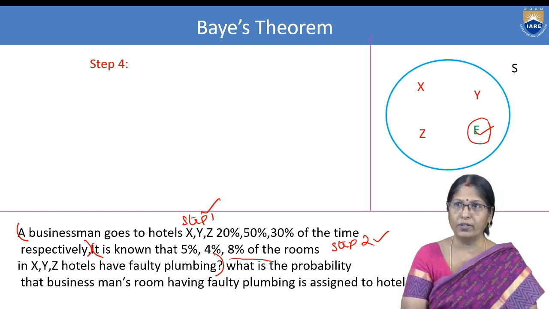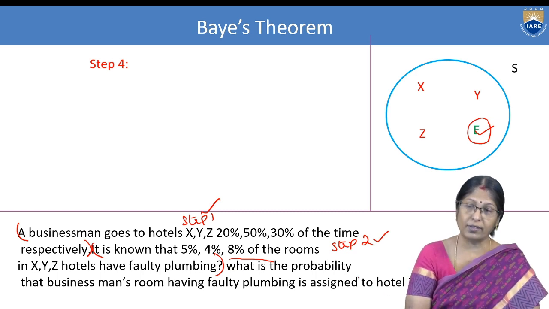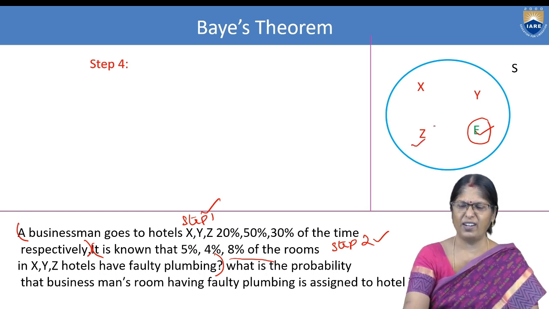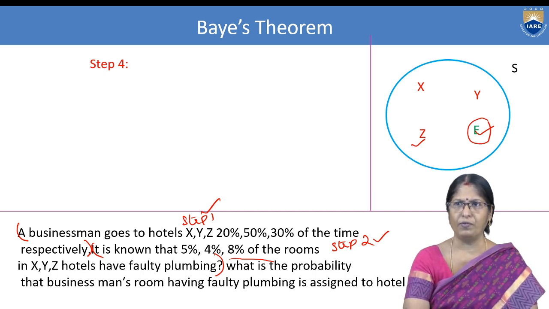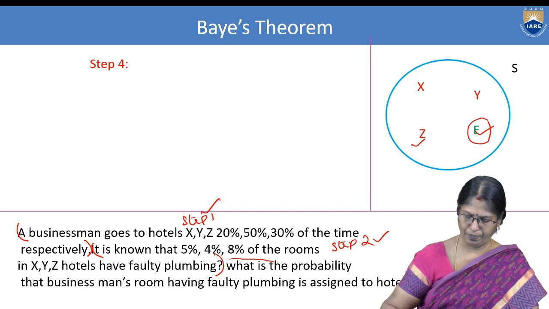Next, from step 4 onwards, it differs according to the problem. What is step 4 here? What is the probability that the businessman's room having faulty plumbing is assigned to Hotel Z? There are 3 main events, but they are asking only about Z. They didn't ask about X and Y. So whatever question is asked, we will do only that and stop the problem. Here they asked only Z, so we have to solve Z now.